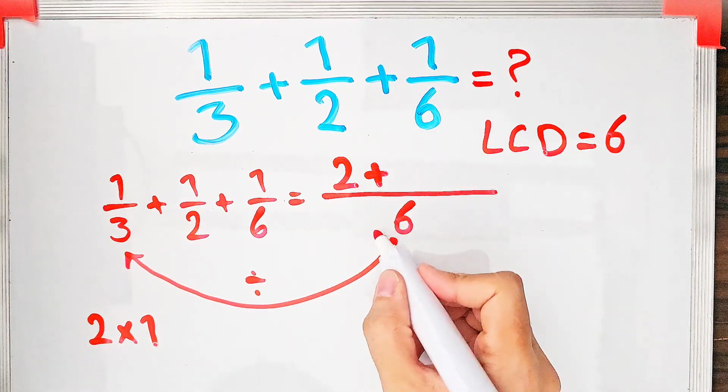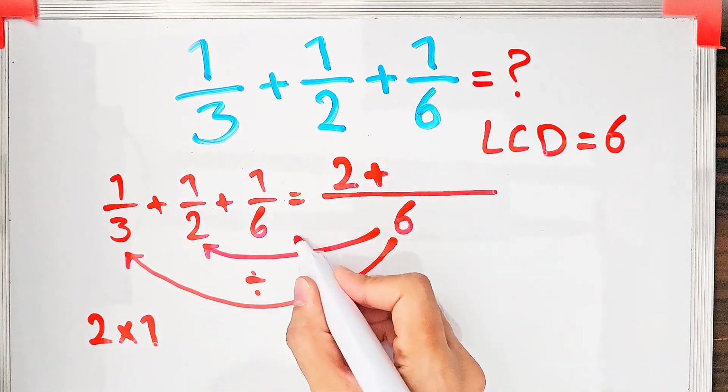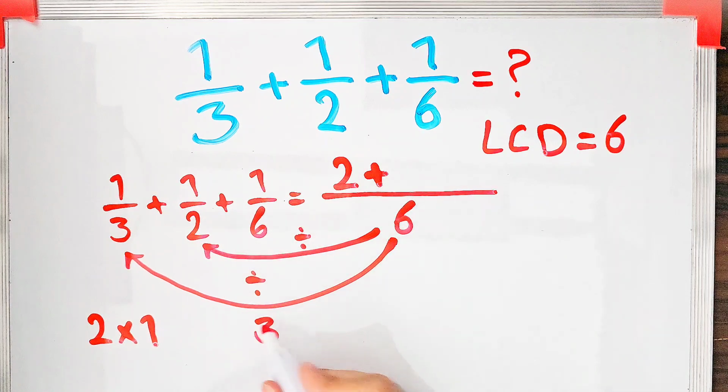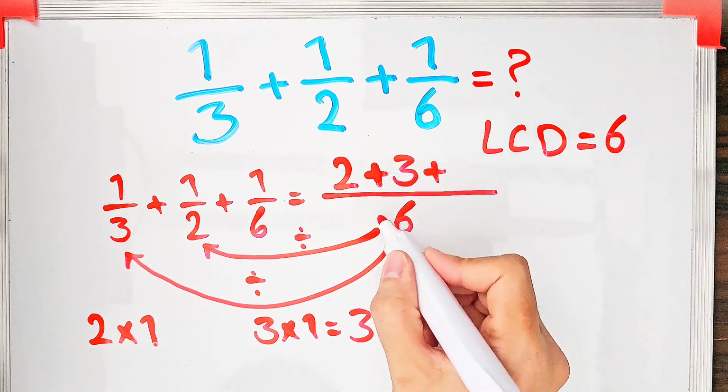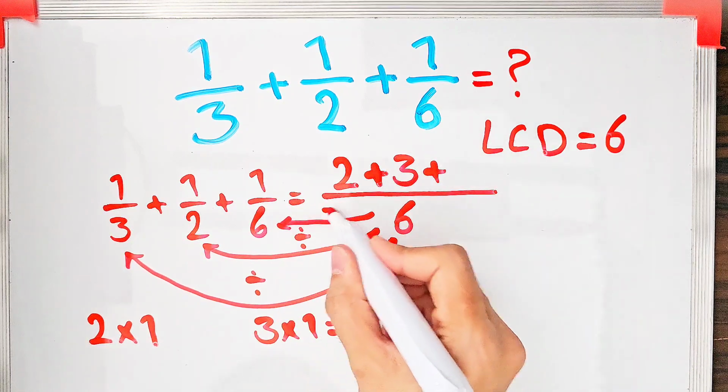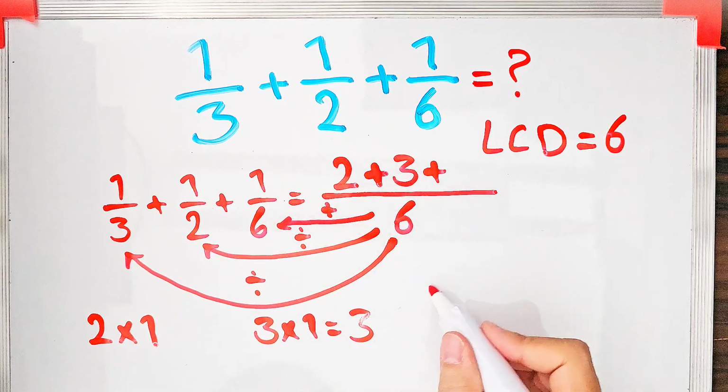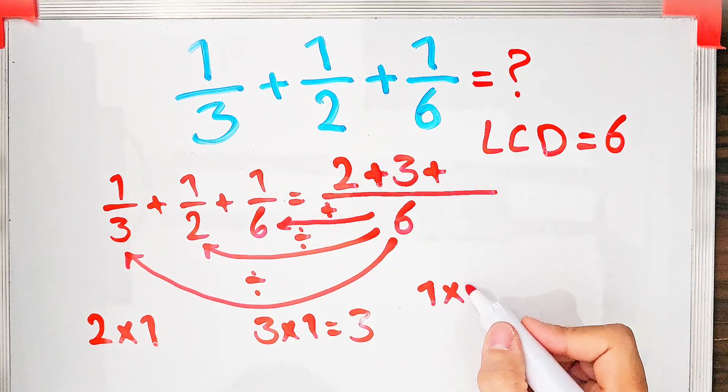Plus 6 divided by 2 equals 3. And 3 times 1 equals 3. We write this in the numerator. Plus 6 divided by 6 equals 1. And 1 times 1 equals 1.